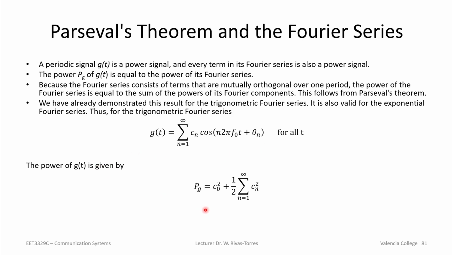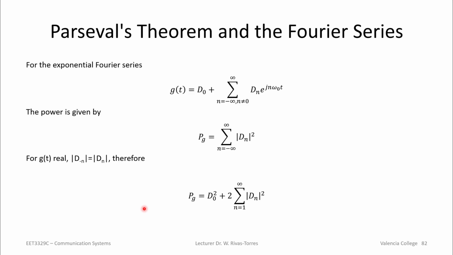Then what Parseval tells us is that the power of g equals the sum of the powers of the different components, and this is what you get. You just have to do 1/2 of Cn squared, add them all up, put in the square of the DC term, and you have your powers. This directly falls from Parseval's theorem. And the same thing holds for the exponential Fourier series.